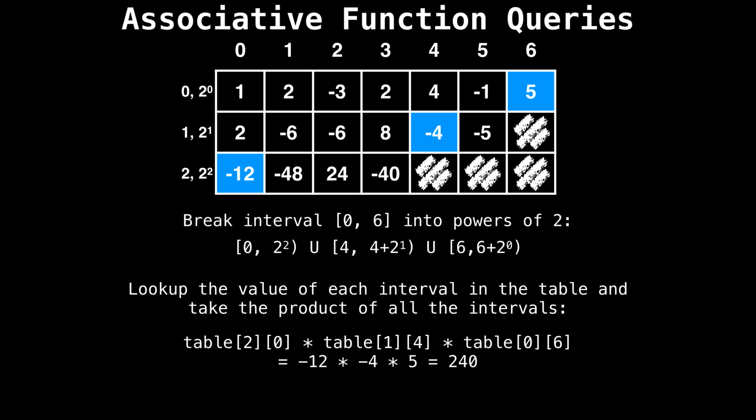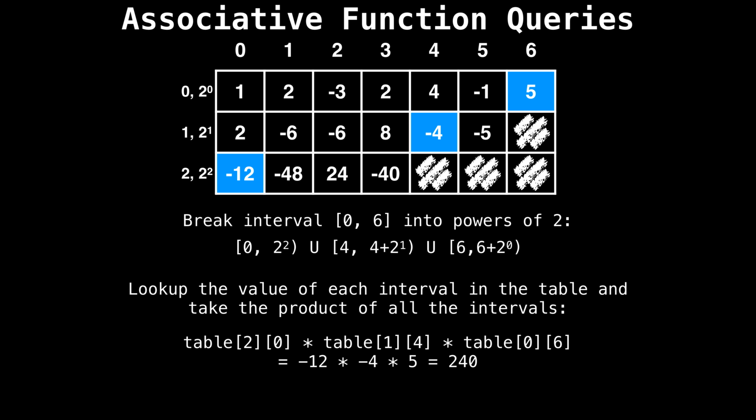So the interval between 0 and 6 can be broken down into the intervals 0 to 4 non-inclusive, 4 to 6 non-inclusive, and 6 to 7 non-inclusive. Notice that all those ranges have lengths which are powers of 2. Once you know the intervals you'll be querying, you can do a lookup on each of those intervals in the sparse table and then multiply them all together.